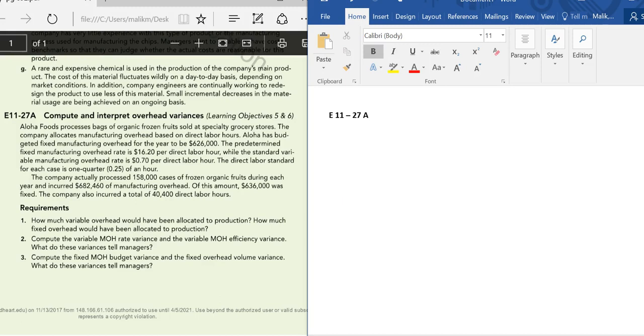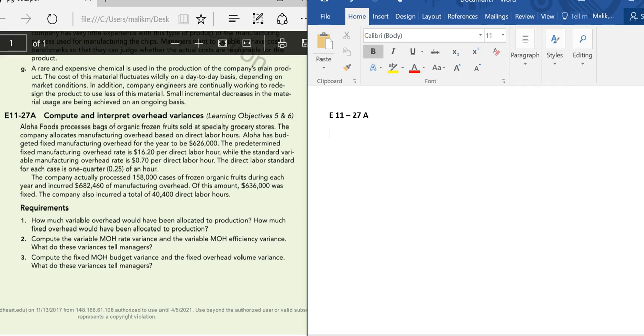Now we will solve another problem, and in this problem we will actually figure out the manufacturing overhead variances. Remember, manufacturing overhead has two types or two parts. One is the variable part, another is the fixed part. So first we will find out the variable manufacturing overhead variances.